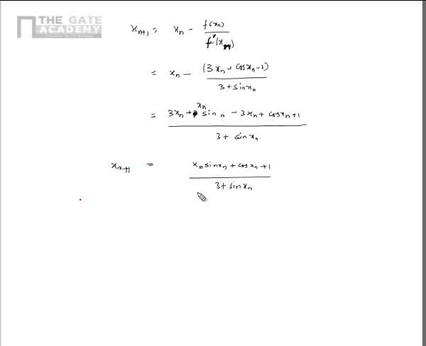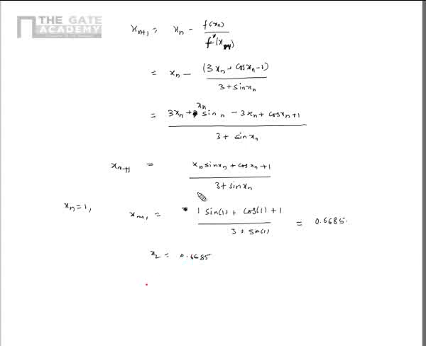So now you can just start with h n is equal to 1. h n plus 1 will be, you just substitute 1 here: 1 sin 1 plus cos 1 plus 1 by 3 plus sin 1. If you just calculate this, you will end up getting 0.6685. You have to use a calculator. Calculator is allowed, so you can just use it. So this was h2, and h2 was 0.6685.